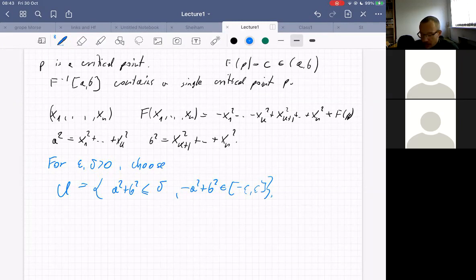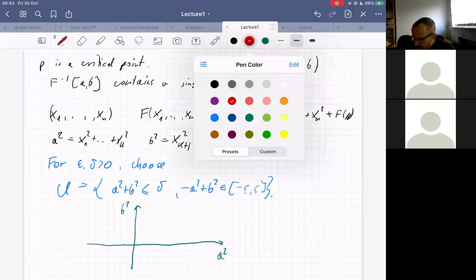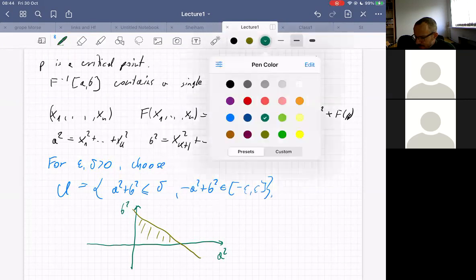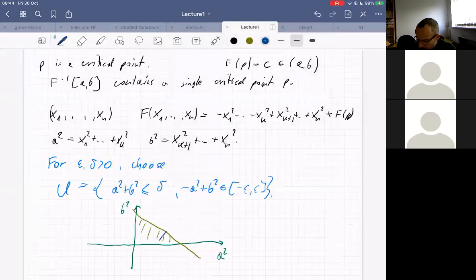Okay, so let me draw a picture, which I already drew during classes, but I'm not sure if everybody attends classes. So let me just draw it. We have a squared plus b squared, maybe not red, maybe olive. This is this part. And here is the other part.